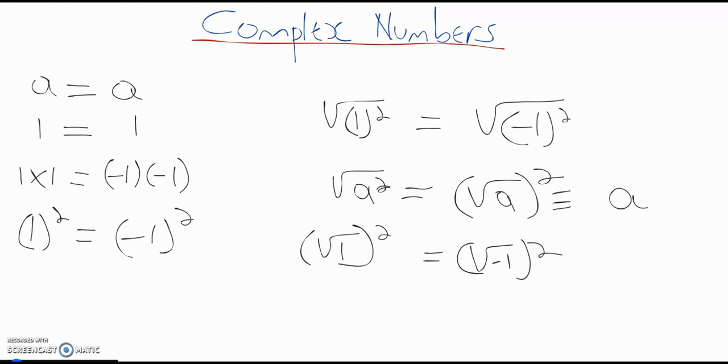Now, when I square the square root, I'm going to end up with 1, and on the right-hand side, the square cancels out the square root, so I end up with -1. So here I have that 1 is equal to -1, but we know, of course, that this is not true.